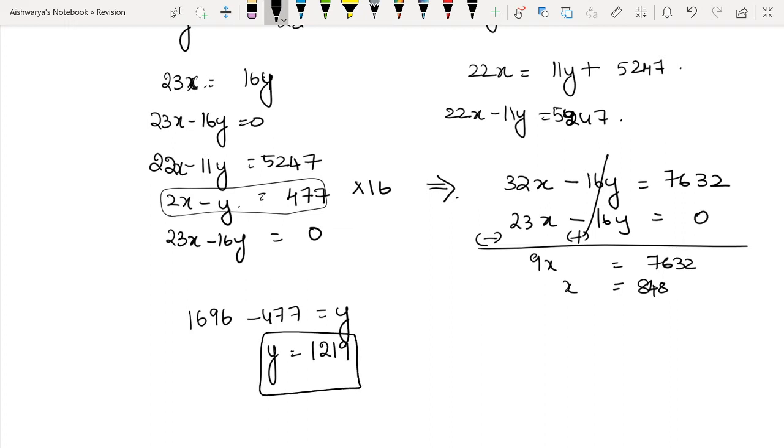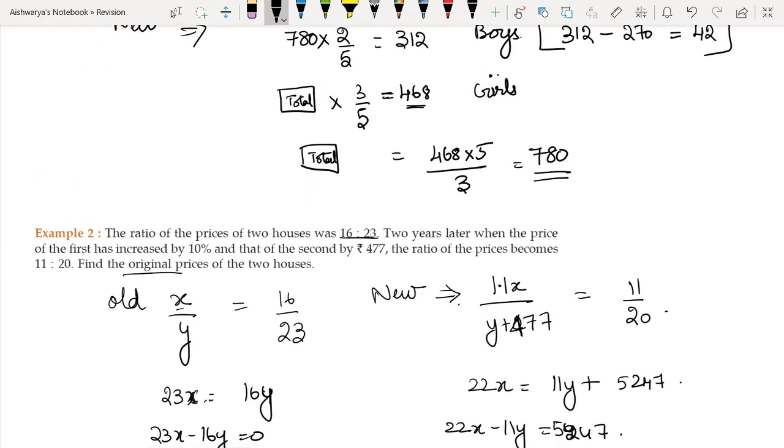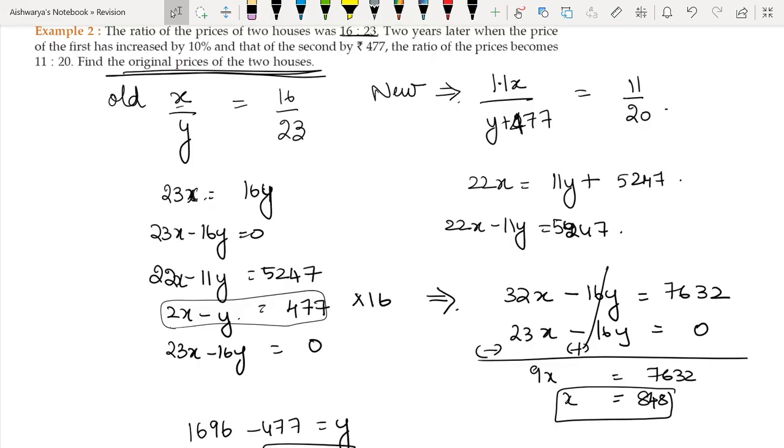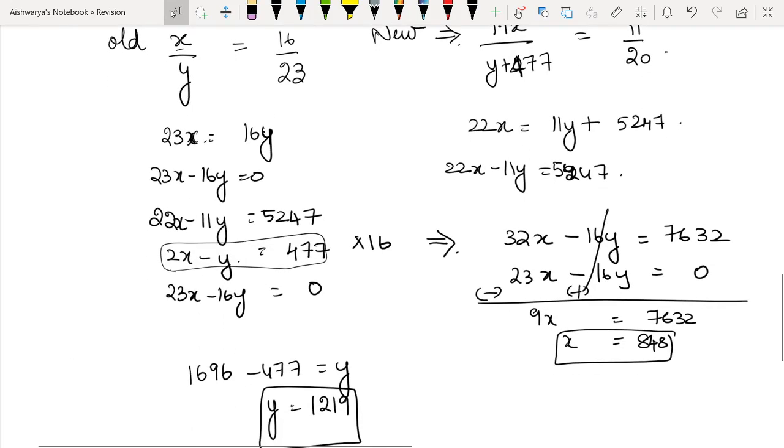So you have the value of y and you've got the value of x. So these are the original values. The question was asking for the original prices of the two houses. Are we clear? Can I proceed?